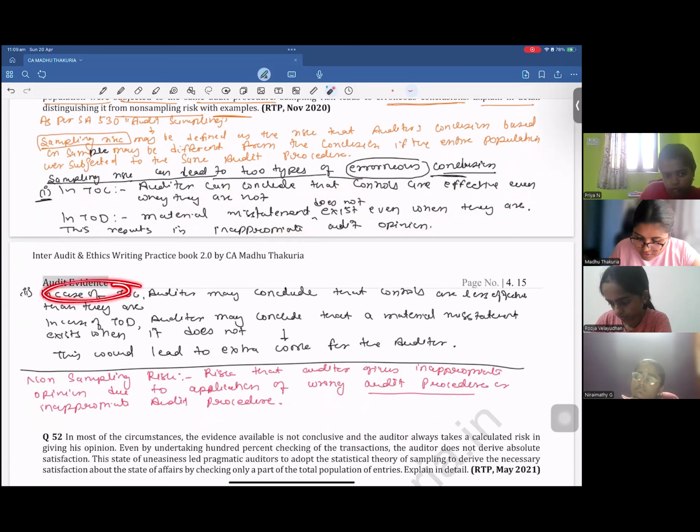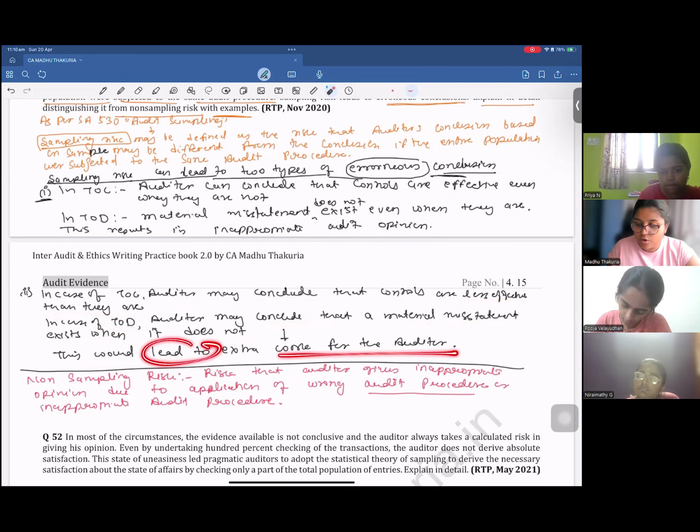In case of test of control, the auditor may conclude that the controls are less effective than they are, and in case of test of detail, the auditor may conclude that the material misstatement exists when it does not. So basically both the vice versa things are happening, right? So this would lead to extra work for an auditor.